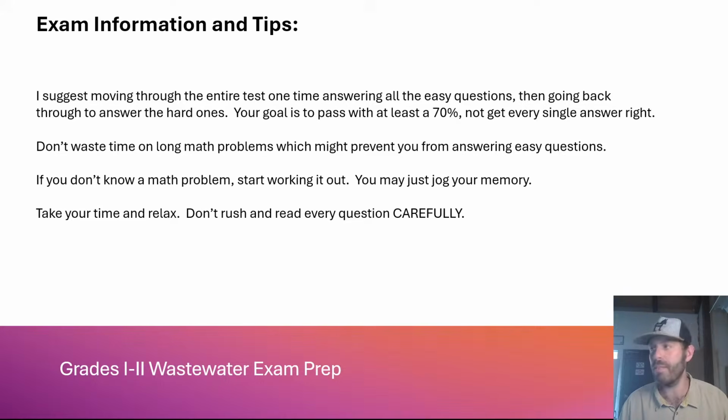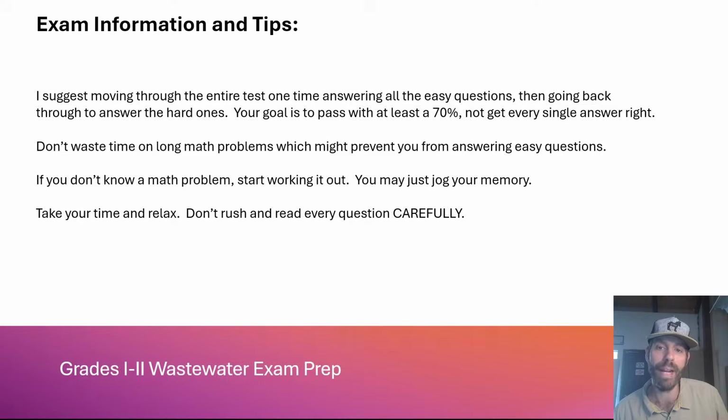But again, I'll always default to do what's comfortable for you. That's just my suggestion. Don't waste time on long math problems, which might prevent you from answering easy questions. Kind of the same energy there. Just keep moving, gather as many points as possible. If you don't know a math problem, start working it out. You may just jog your memory.